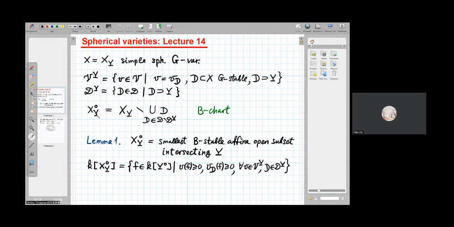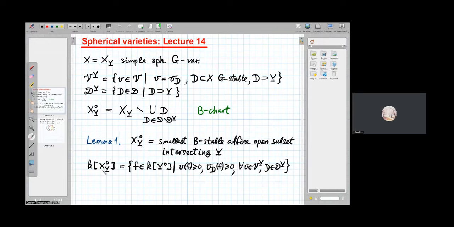And here is the notation for an open subset in X, X sub Y over naught. This is an open subset obtained by removing all colors which do not contain the closed orbit. This open subset was called the open B-chart of the orbit Y. And we are in the course of proving the following lemma, lemma one, which says that this B-chart is the smallest B-stable affine open subset intersecting the closed orbit Y.